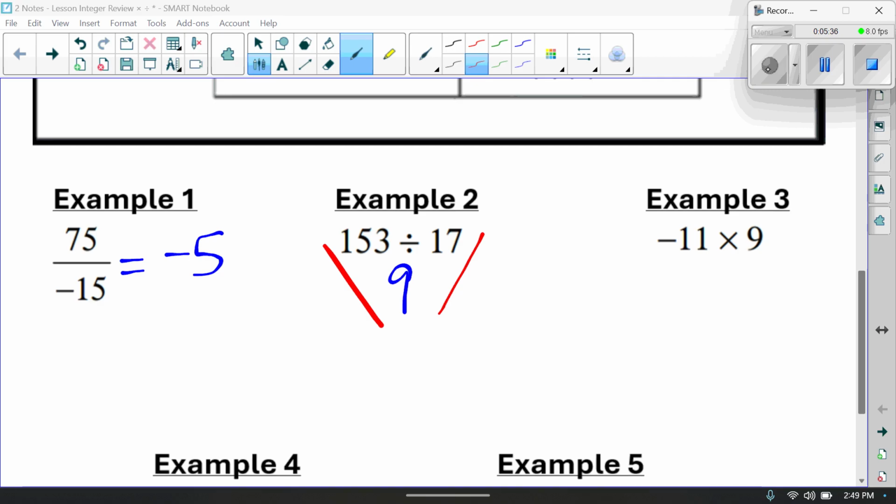All right, so example 3, we have a negative 11 times positive 9. Different signs. The answer is going to be negative. Very good. So we're going to write negative here, and of course this one we don't need a calculator, right? So this is negative 99.